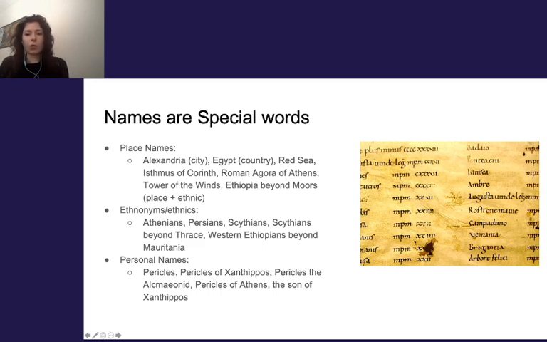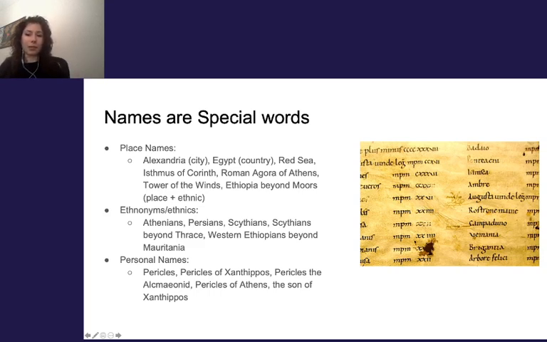And then there are two-word names, like Red Sea, right? Or three-word names, like Isthmus of Corinth, where one of the words is actually not capitalized. Four-word names, Roman Agora of Athens. Names that would not be named entities were it not for the context, like the Tower of the Winds, which is an actual location, and composite names that use other place names as landmarks, like Ethiopia beyond Moors. Moors is actually a group name.